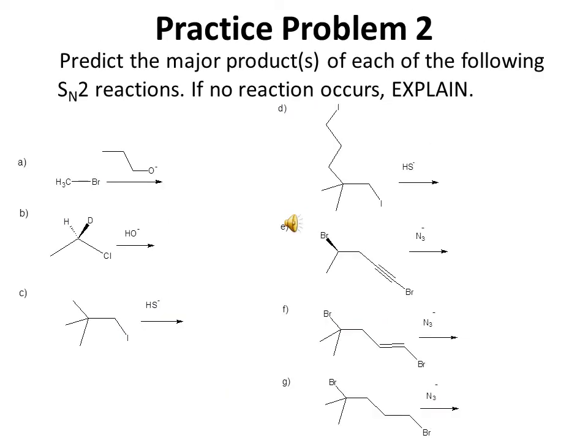Practice problem 2. Predict the major product or products of each of the following SN2 reactions. If no reaction occurs, explain. The same principles apply in problem 2 as they did in problem 1. The nucleophile will be negatively charged. And notice the nucleophile is typically written over the reaction arrow. You'll see this in a lot of organic chemistry textbooks.